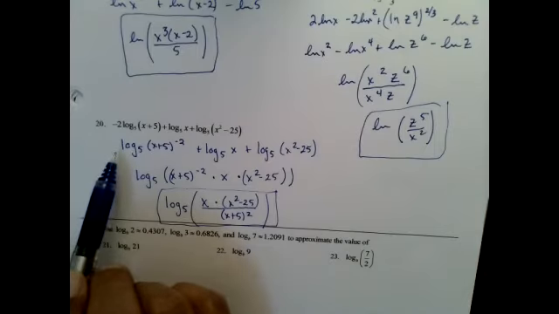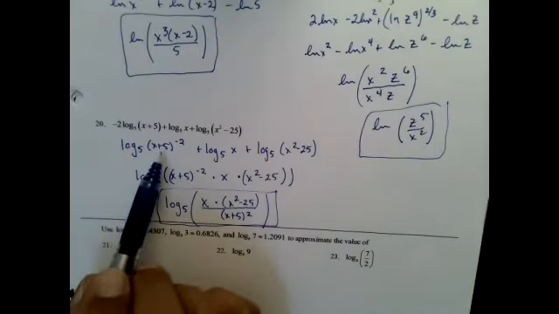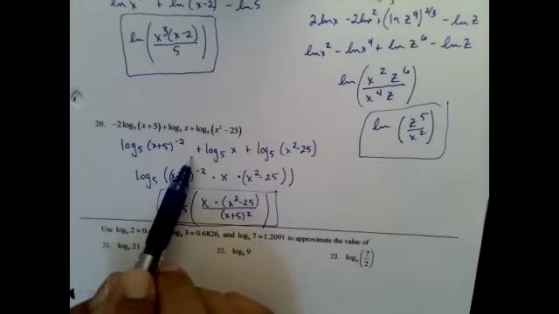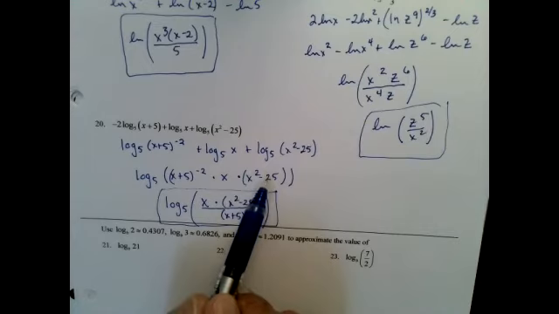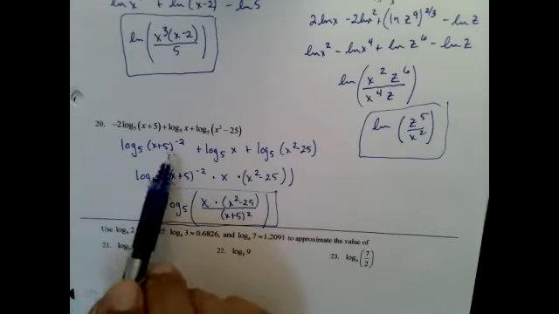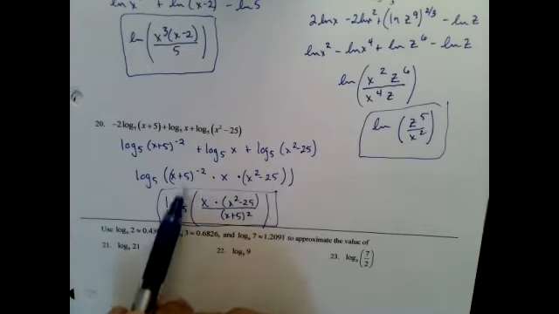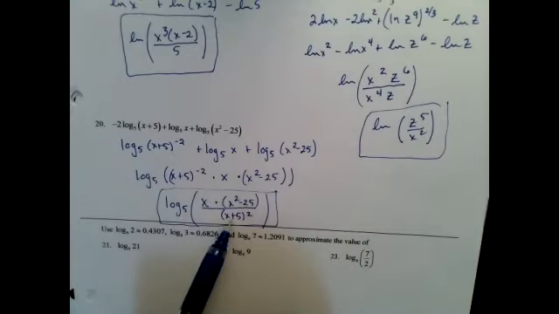Let's see what I have. The log of, this is in the numerator, plus this is in the numerator, plus this is in the numerator. This is a negative exponent, so I put it down in the denominator. So I'm left with x times x squared minus 25 over x plus 5 squared. And I could actually go a little farther if I wanted, but we're working on these properties, so we're going to let those go.